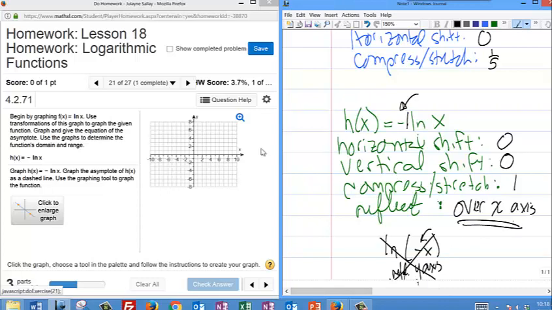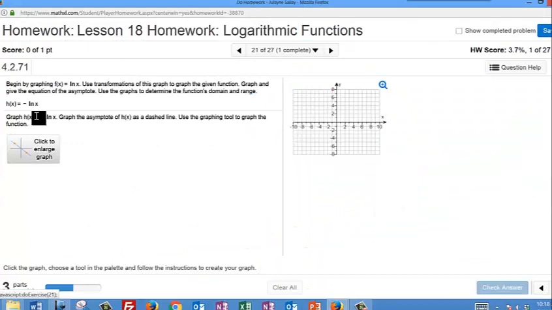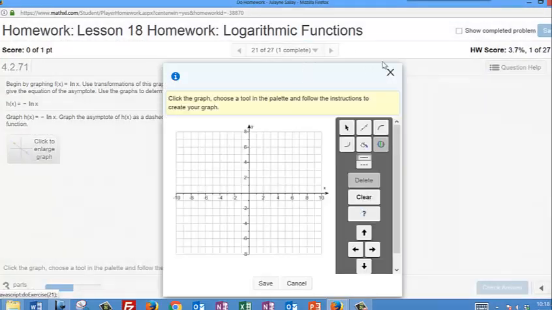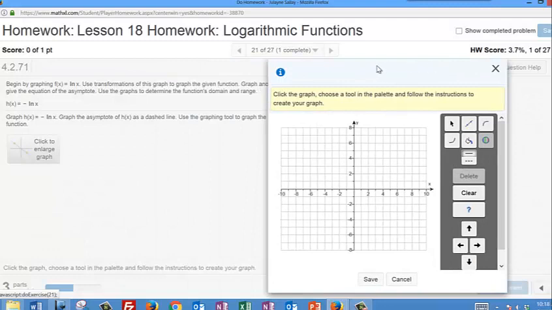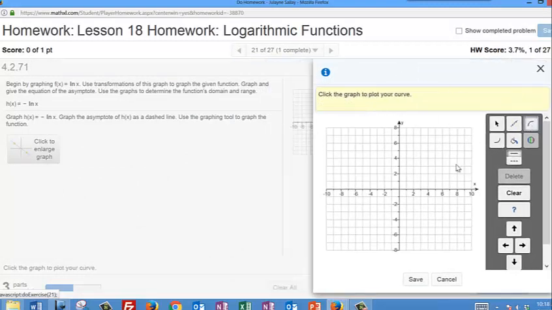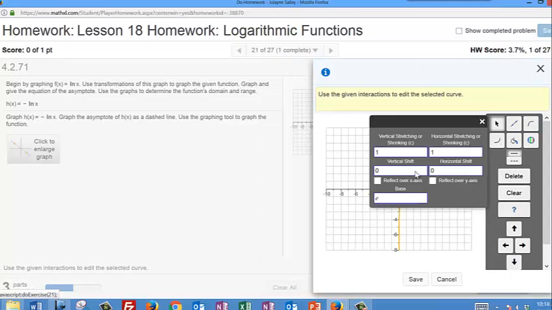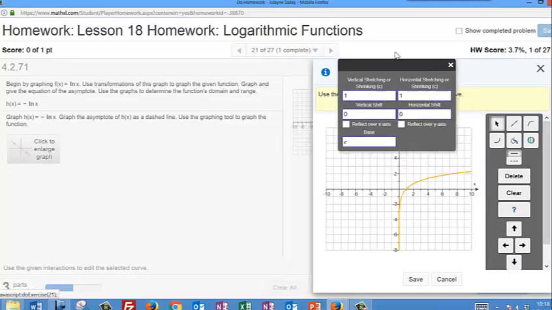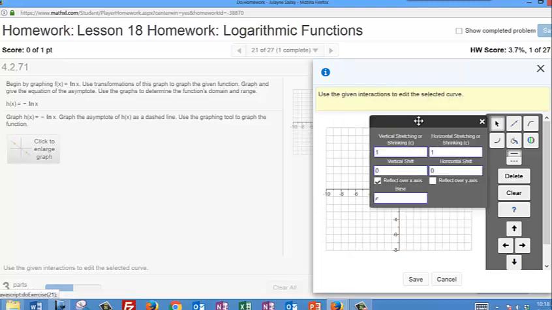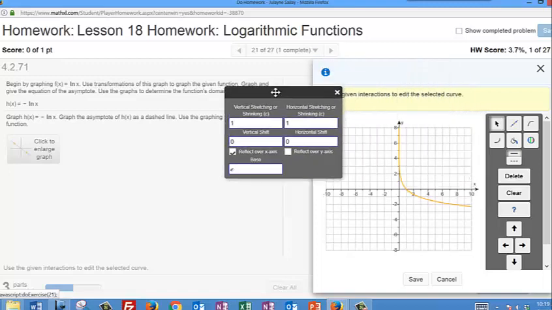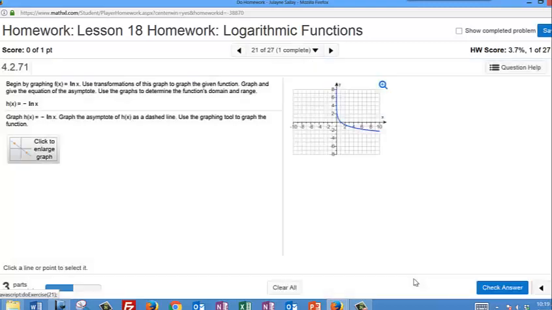So let's come back over here and try to use the tool again. I'm going to click on this to make it bigger. I'm going to use the Logarithm Tool, and I'm always going to click on 1, 0. Notice that my base was already provided as e, because ln has a base of e. The horizontal shift and the vertical shift are already 0, and the stretch and compress is already 1. What I need to do is reflect over the x-axis. So I'm just going to go ahead and click that button, and it reflects it over the x-axis for me. And then I go ahead and hit save.